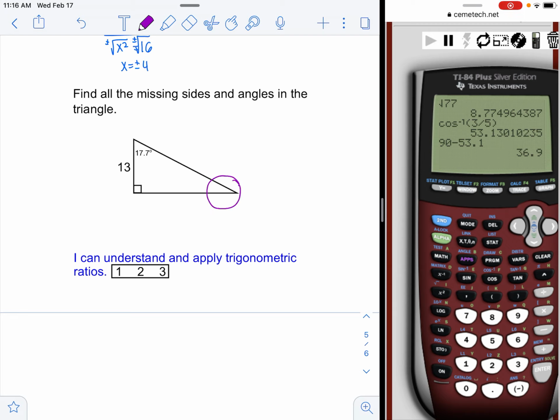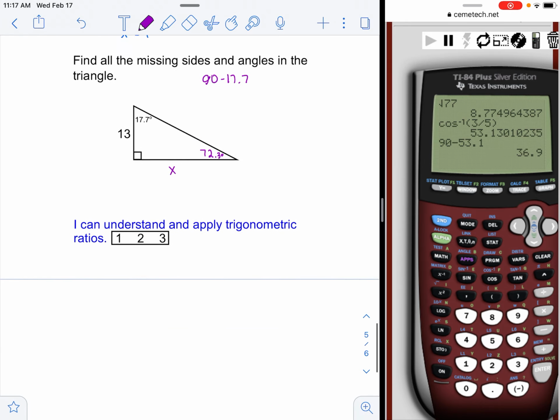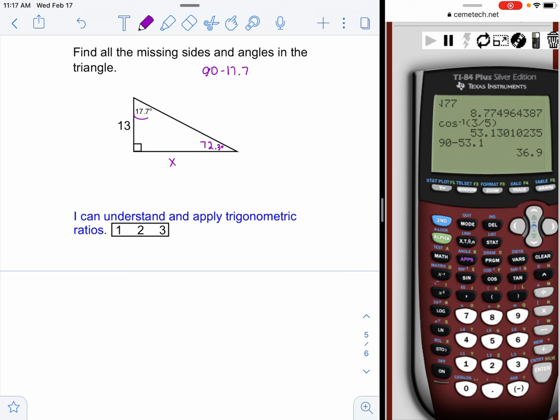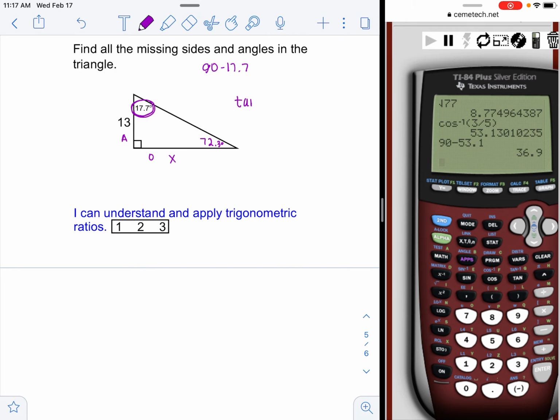All right, last one. Find all the missing sides and angles in the triangle. I can find this angle right now, right? I can do 90 minus 17.7. And that is going to give me 72.3. Now I have to solve either of my sides. It doesn't matter which one I solve first, so I'll just call this one right here x. I need to circle my angle. You have 2 angles. I'm going to use the one that was typed there in case I made a mistake on mine. This is opposite. This is adjacent. So I'm using tangent.